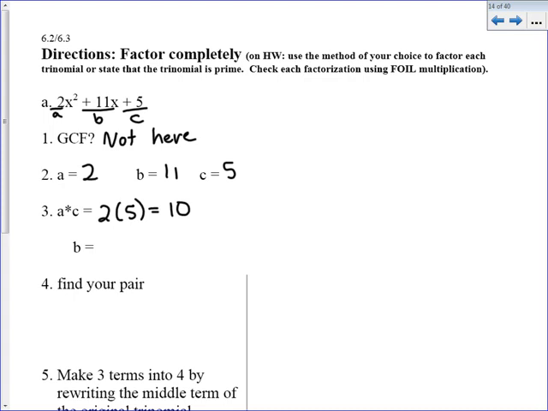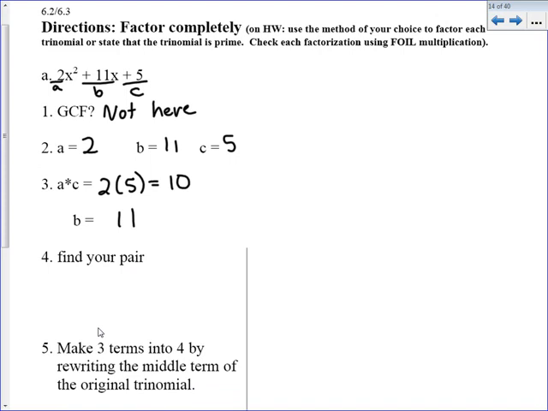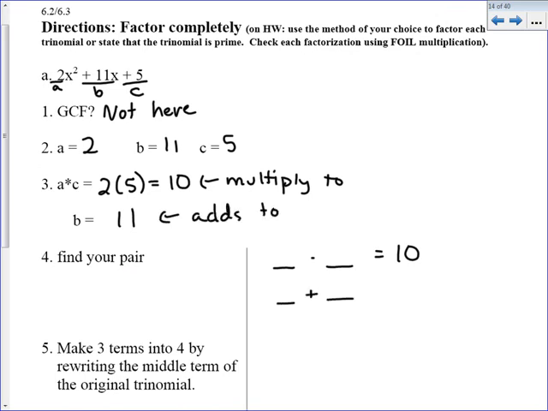Now, I usually bring down B at this point. I always say I don't like to leave out B. So A times C gives me 10. B we identified above is 11. And the reason I want AC and then B separately is I need to find my pair. This goes back to what we did on Friday in that table. What I'm looking for is a pair that multiplies to whatever AC was, which is 10, and at the same time adds to whatever B was. Adds to 11.